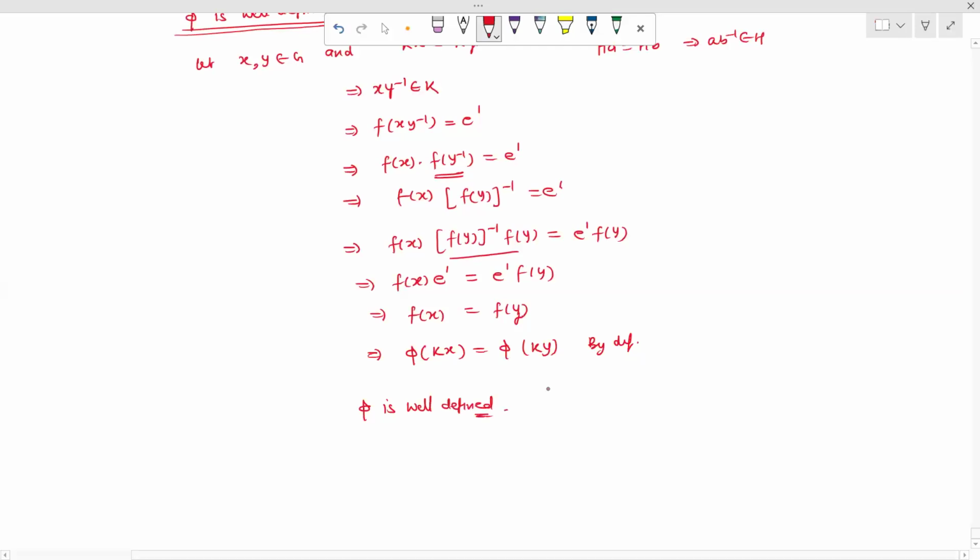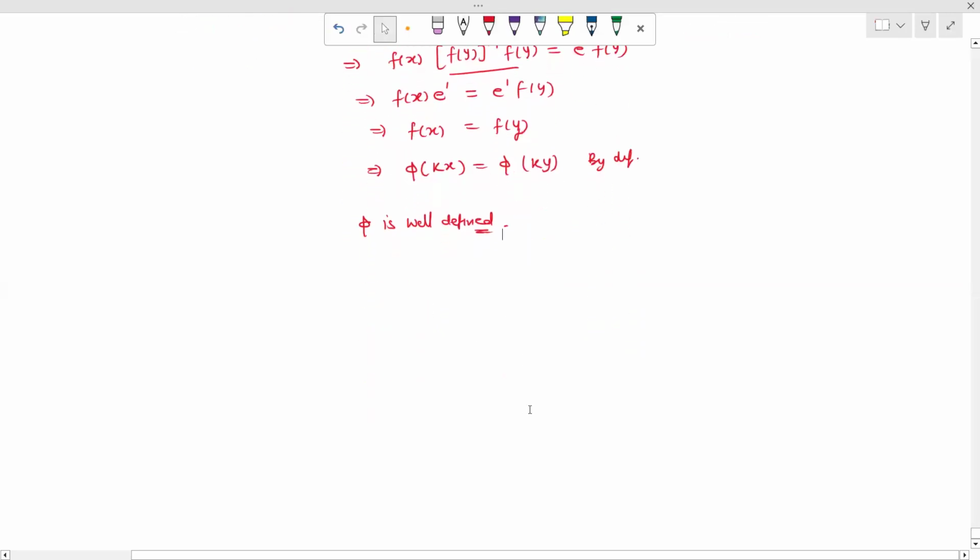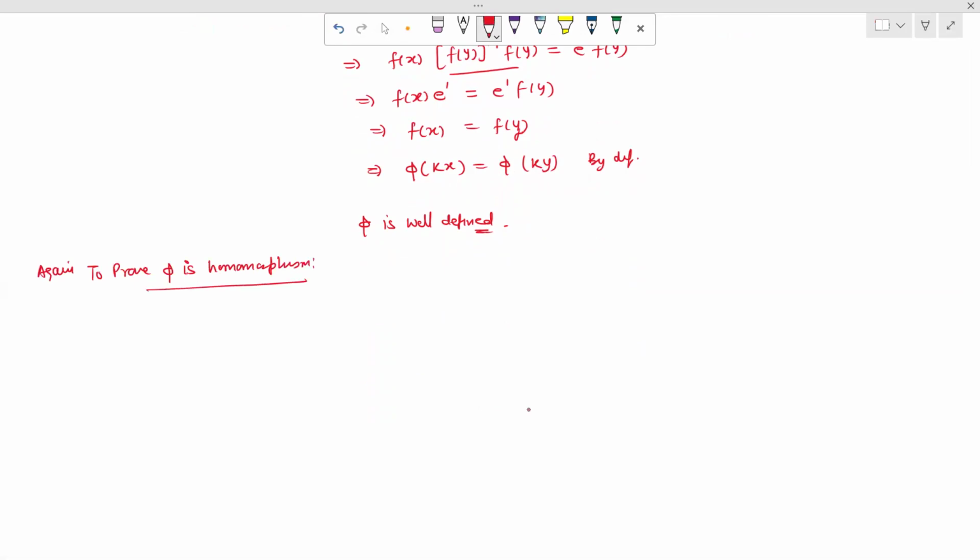So function phi is well defined. Now we shall prove that function phi is a homomorphism. For proving phi is a homomorphism, we take two elements, that means kx and ky. Phi of kx into ky can be written as phi of k of xy.